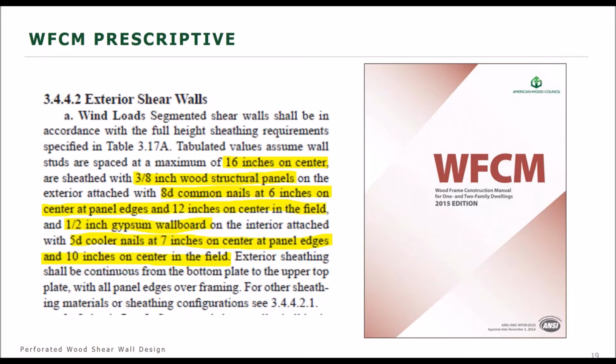On the interior of the wall, we assume that we've got 1/2 inch thick gypsum wallboard sheathing. The attachment for that is 5d cooler nails with the spacing at 7 inches on center at the panel edges and 10 inches on center in the field. Again, that does require blocking for the wood structural panel shear wall. So the edges of your wood structural panel sheathing do need to be fully supported.